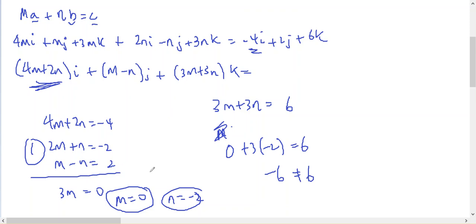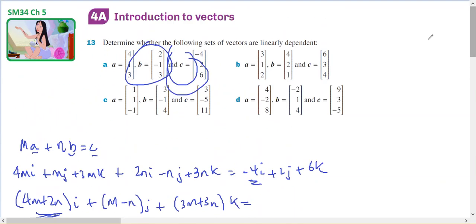So since there are no values of M and N that make A, B and C equal, therefore A, B and C are not linearly dependent. So that's the process. What would that look like on a calculator?